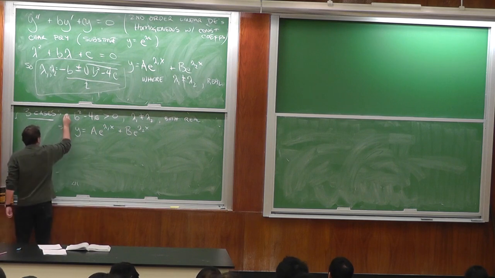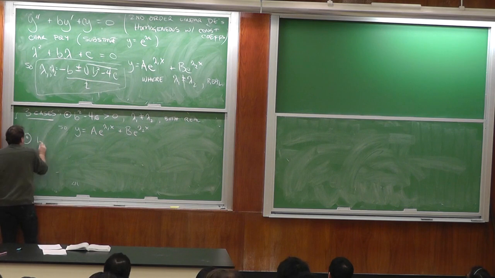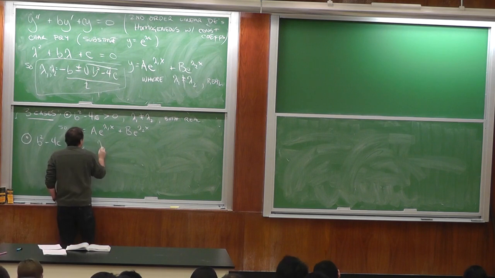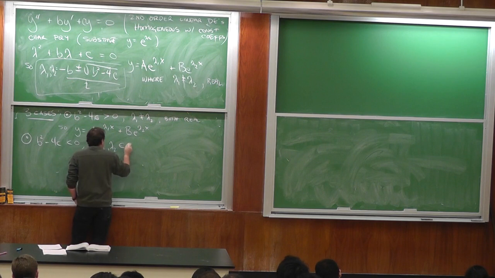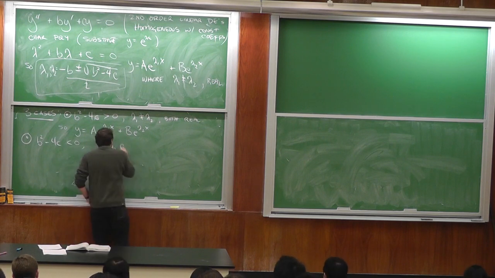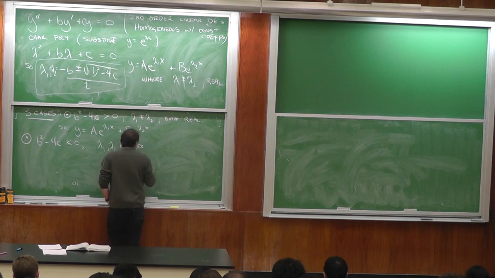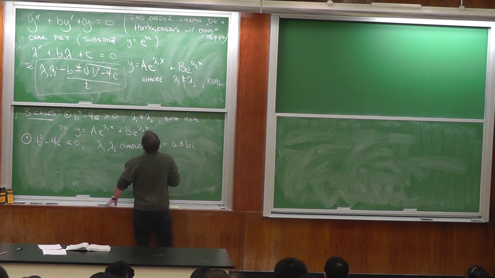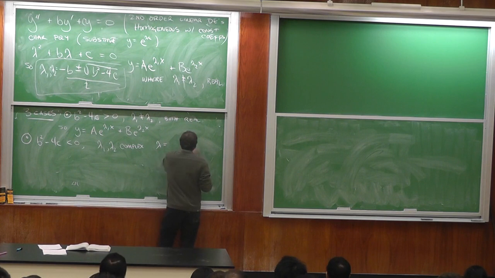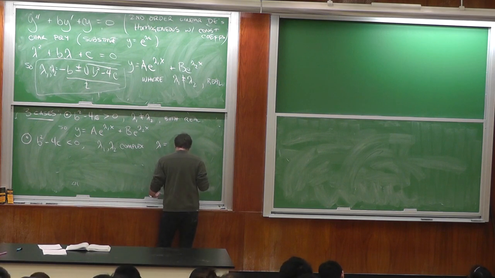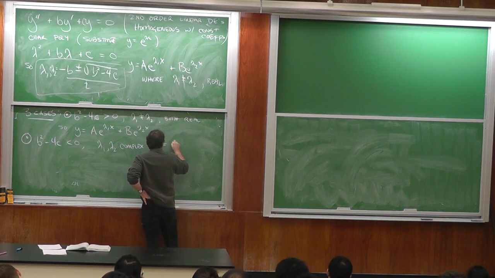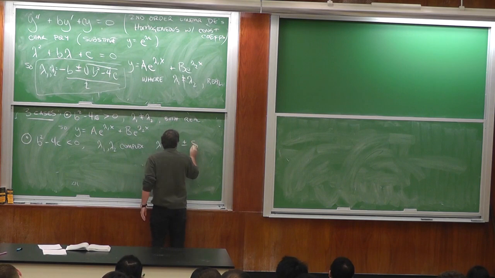There's the case where b squared minus 4c is negative. So that means that lambda 1 and lambda 2 are complex numbers. So they look like a plus or minus b, bad choice, so we use b for something else. What should I use? It's terrible. r plus or minus si.